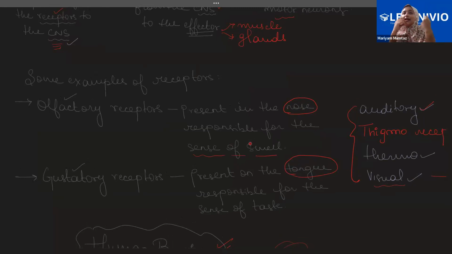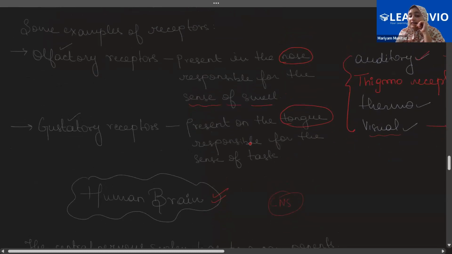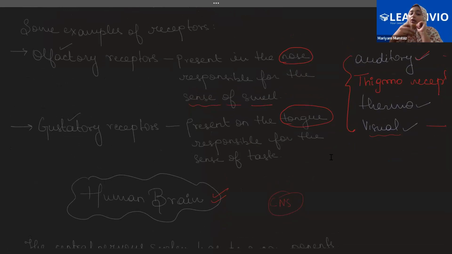As soon as a bad smell or a good smell comes to your nose, you understand that this is a good smell, this is a bad smell. Why? Because of the olfactory receptors that are present inside the nose. Then comes the gustatory receptor. These are the receptors that are present on the tongue, and since they are present on the tongue, they are responsible for the sense of taste. You can taste salty, sweet, bitter stuff because of these receptors that are present on your tongue.